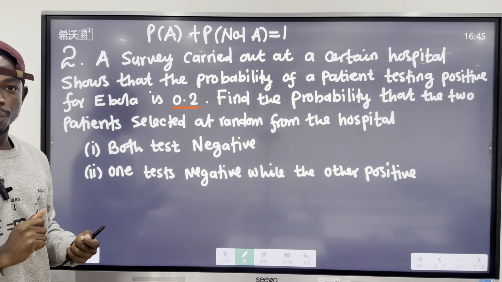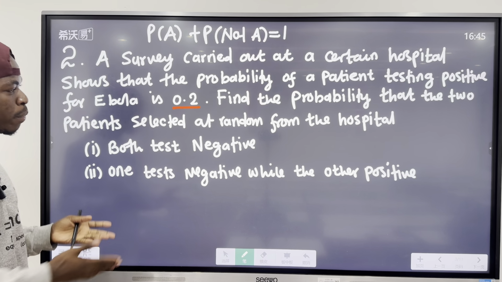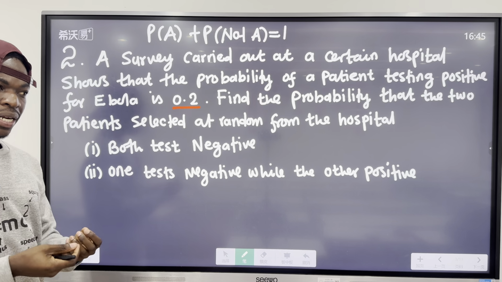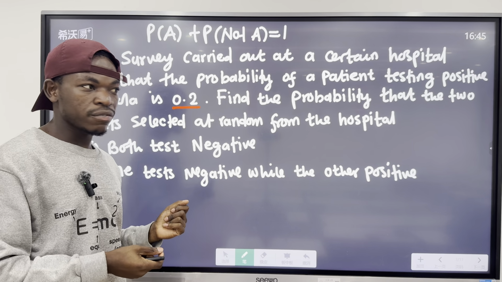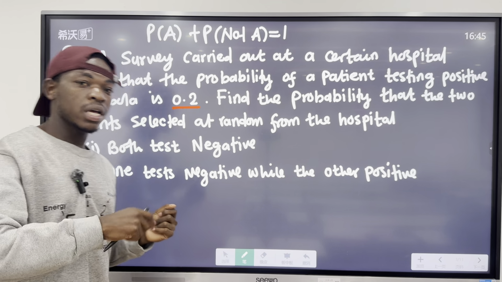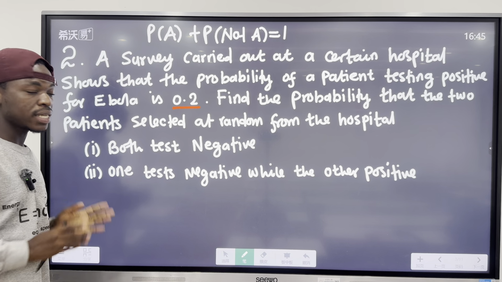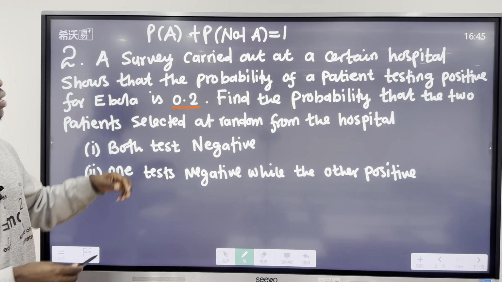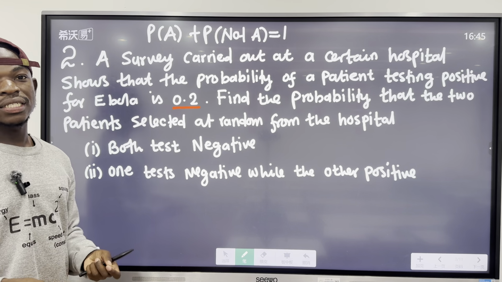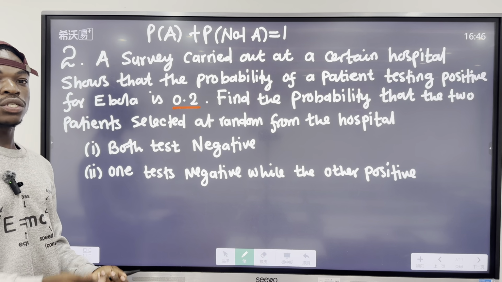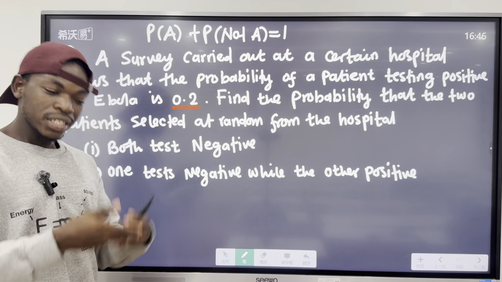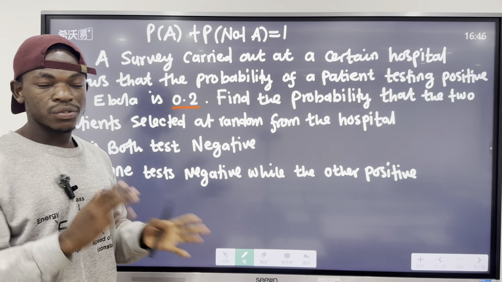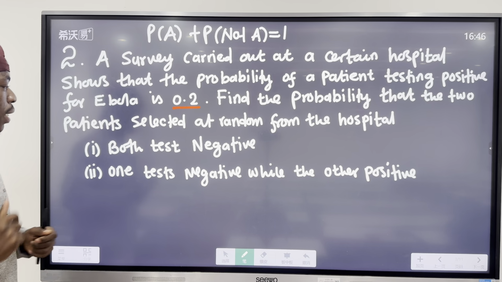It will be 1 minus 0.2, or 0.8. So first of all, before we even answer this question, we need to know that if they've given us that the probability that the patient will test positive is 0.2, you should also know the probability of testing negative before you even start answering. It's the same thing when they ask you, at a certain school, a survey shows that the probability that a student will be late for class is 0.7. You should know the probability that the student will not be late for class. So 1 minus 0.7, 0.3. That is how you should be thinking.